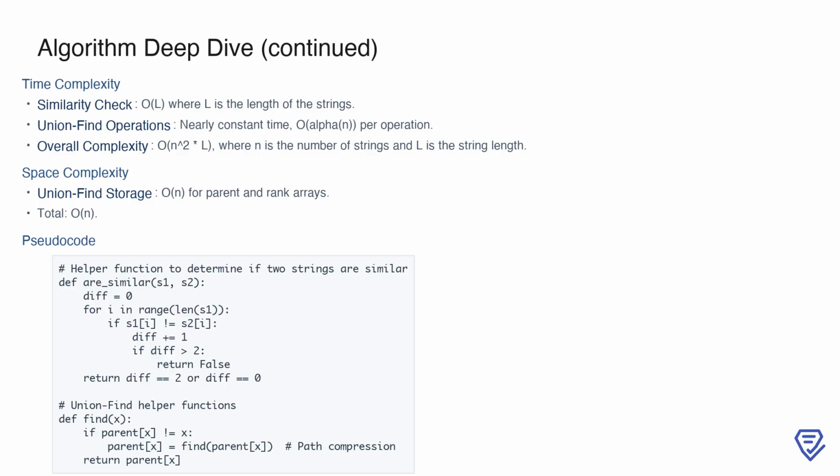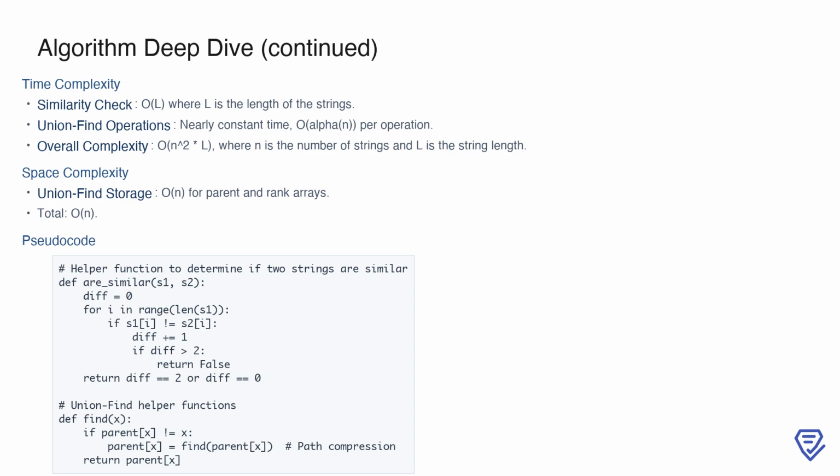When analyzing the time complexity of this solution, the similarity check for 2 strings takes O(L), where L is the length of the strings. Since we compare all pairs of strings, the pairwise comparisons contribute an O(n²) factor, where n is the number of strings. Combining this with the similarity check, the overall complexity becomes O(n² * L). However, the union and find operations are nearly constant time, O(α(n)), so they do not dominate the complexity.